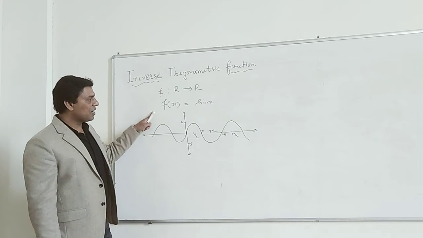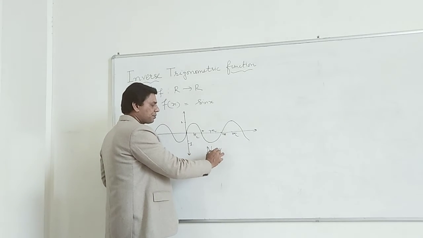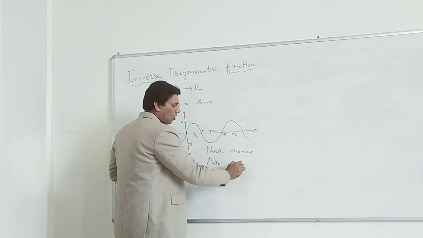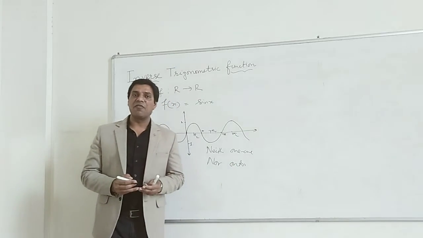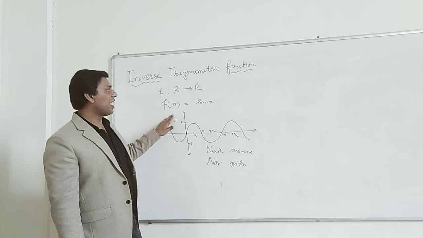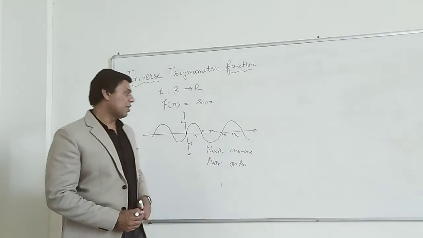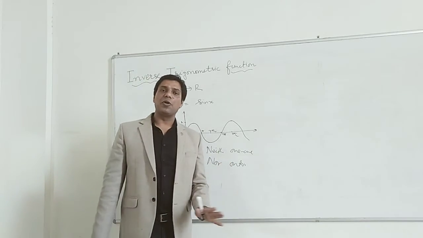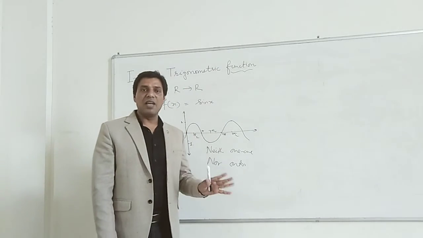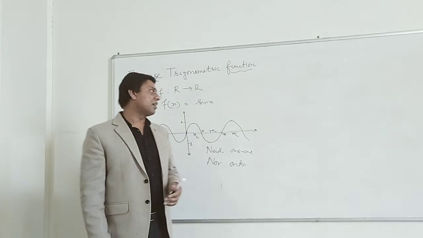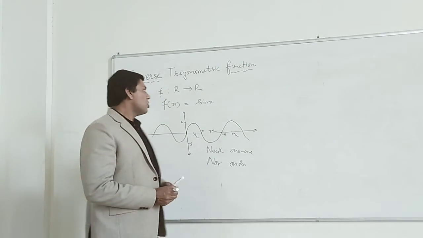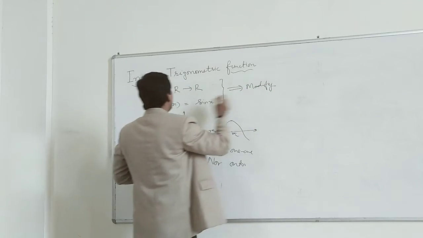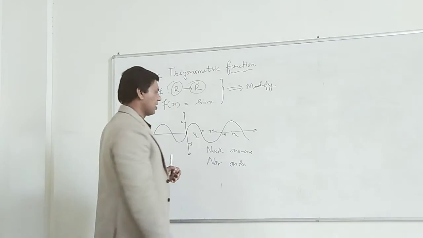So you see that this function is neither 1-1 nor onto. It means we cannot find the inverse of this function, because to get the inverse of a function we must have a 1-1 and onto function, that is a bijective function. Invertible functions are bijective functions. So only a bijective function can have an inverse. So we will modify the domain and range of this function.